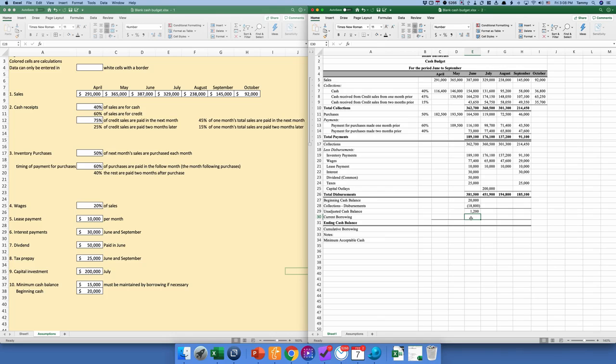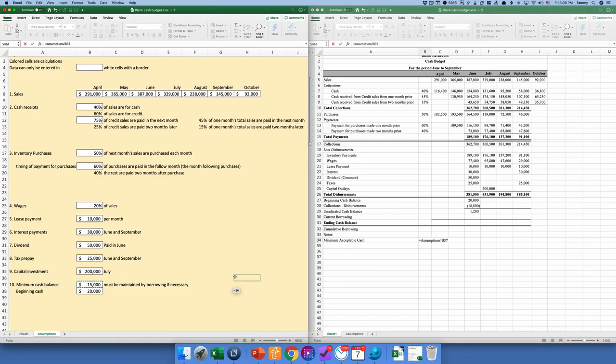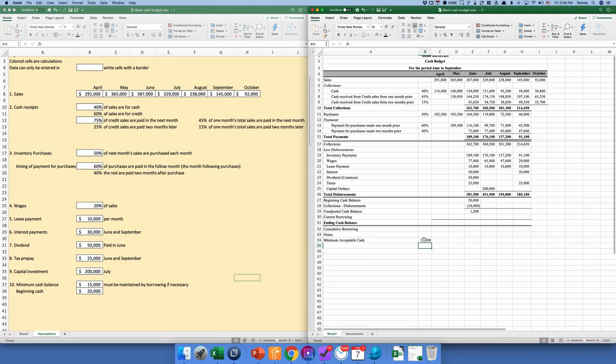And so this is what we're going to do, right? We've got to figure out how much we need to take from that line of credit. Well, you know what? I'm going to put this minimum acceptable cash number here just to keep us literally on the same page. It's easier to not have to hop around between spreadsheets.